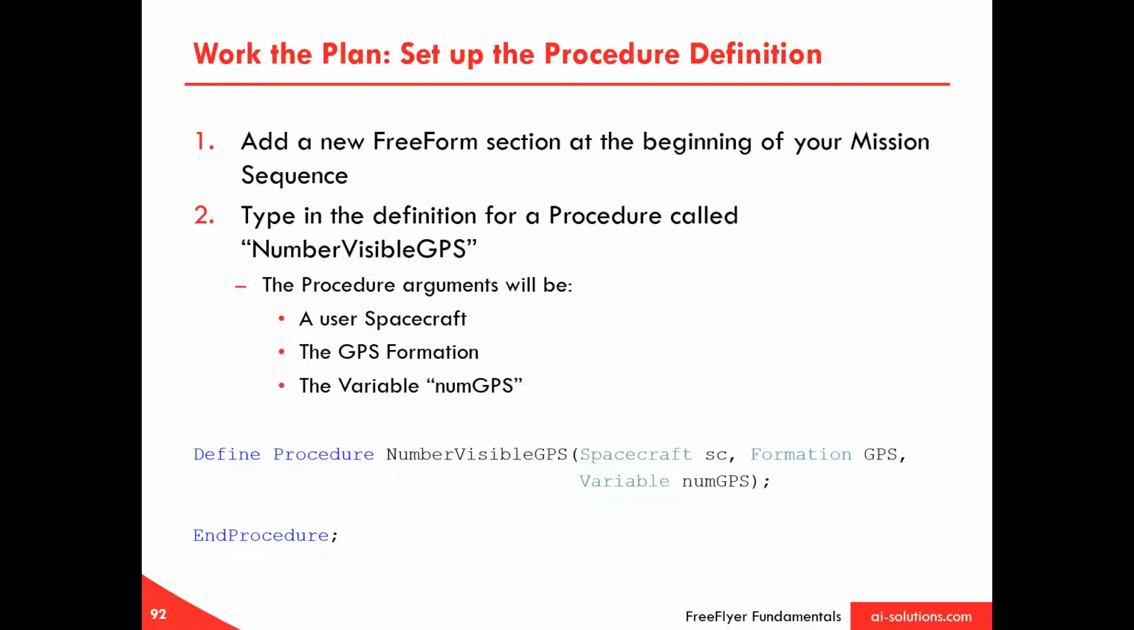So here's what we'll do. We'll add a new freeform section at the beginning of your mission sequence, and then we'll type in the definition for a procedure that will be called NumberVisibleGPS. We're going to be passing 3 arguments into the procedure: a spacecraft object, the GPS formation, and then the variable numGPS, which will return the result of the procedure calculation.